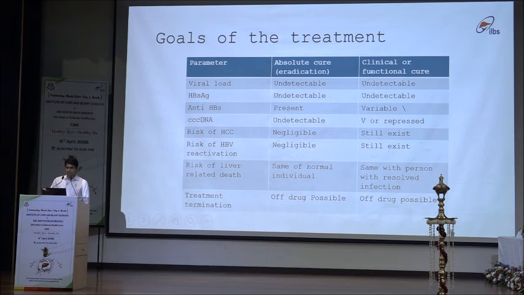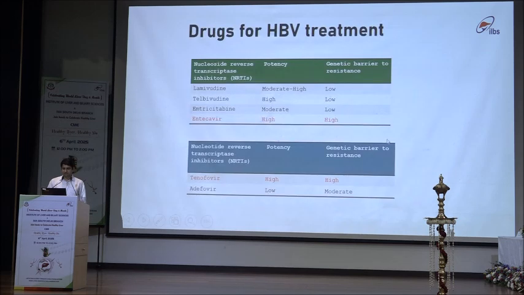So the clinical or functional cure is also an accepted goal of hepatitis B virus treatment. This is defined as loss of hepatitis B virus DNA and loss of surface antigen, undetectable DNA and surface antigen, with variable presence of anti-HBs titer. So why are these patients also benefited with the treatment? Because there is less risk of progression of the hepatitis B related liver disease and less occurrence of HCC.